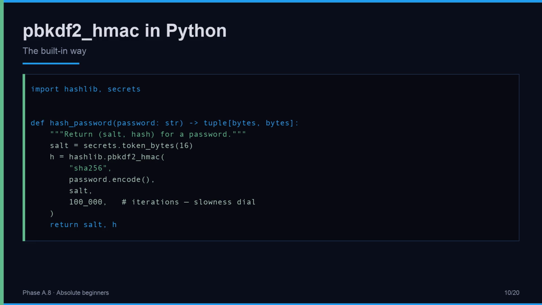Iterations is the slowness dial. Each iteration runs the underlying hash again. The function returns the salt and the derived hash. Store both. We will verify against them later.